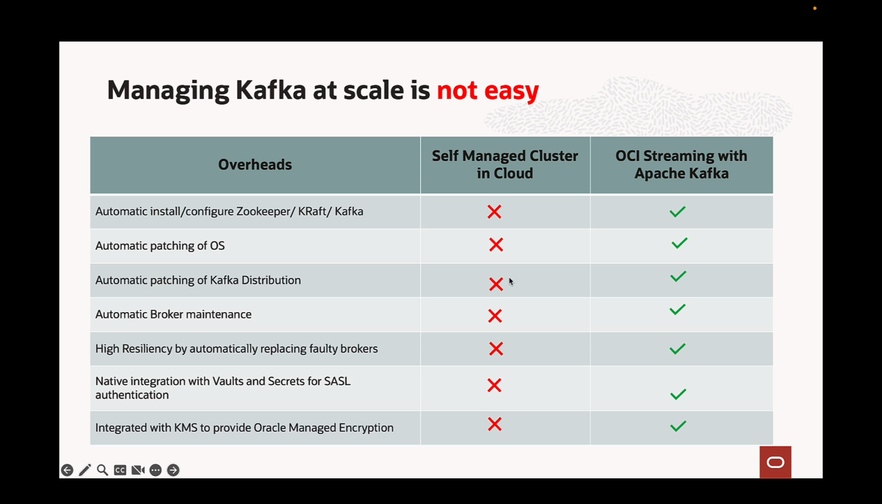Managing Kafka at scale by yourself is not easy. There is a lot of overhead involved if you deploy Kafka by yourself. As you can see in this table, on the left-hand side, you need to install and configure Zookeeper, KRaft, and Kafka. You need to patch your OS. You patch your Kafka distribution itself. There is broker maintenance involved, as well as replacing any faulty brokers if they're down. All of this is automatically taken care of for you in the OCI Streaming with Apache Kafka service.